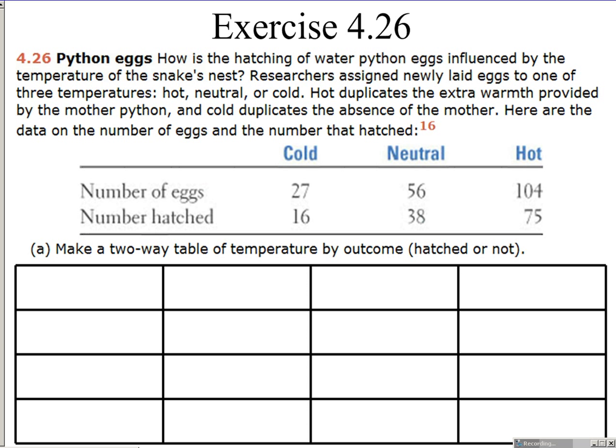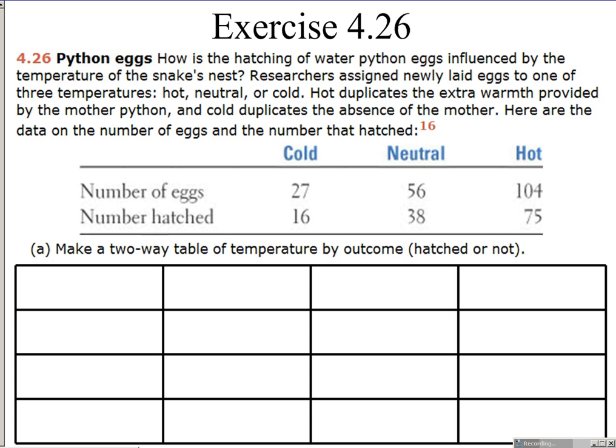Okay, looking at our first example here, 26. How is the hatching of water python eggs influenced by the temperature of the snake's nest? Researchers assign newly laid eggs to one of three temperatures: hot, neutral, or cold. Hot duplicates the extra warmth provided by the mother python, and cold duplicates the absence of the mother. Here are the data on the number of eggs and the number of hatched eggs. Make a two-way table of temperature by outcome, hatched or not.